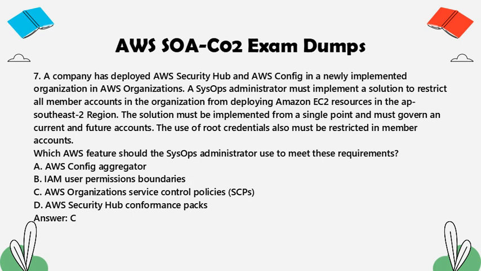A. AWS Config Aggregator. B. IAM User Permissions Boundaries. C. AWS Organizations Service Control Policies, SCPs. D. AWS Security Hub Conformance Packs. Answer: C.